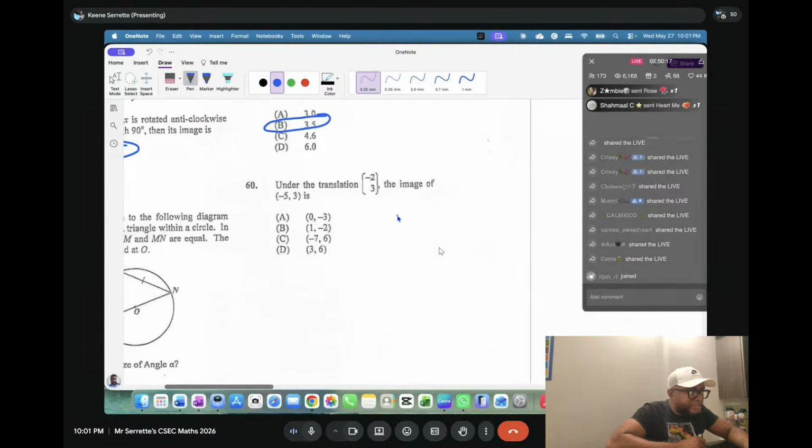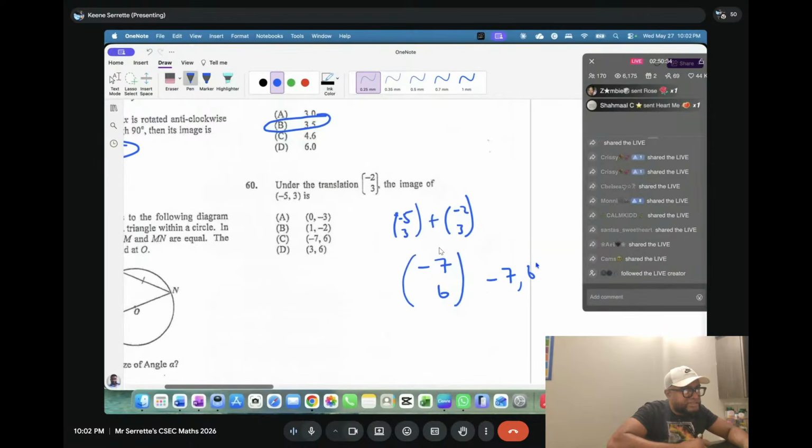So the translation, under the translation is the image. So it will be 5, negative 5, 3, plus negative 2, 3. Negative 5 plus negative 2 is negative 7. 3 plus 3 is 6. This will be negative 7, 6, right?